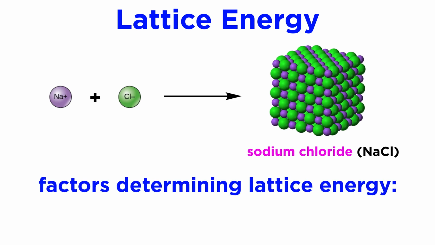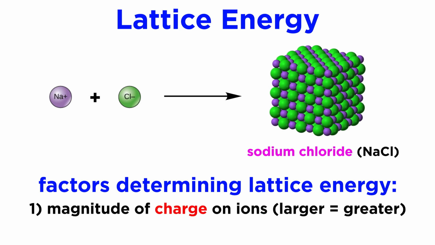There are two main factors that influence lattice energy. The first of these is the magnitude of the charge on the ions. So with sodium chloride, we have a +1 cation and a -1 anion. But ionic compounds can have cations or anions with charges of +or -2, +or -3, and so forth. The greater the magnitude of the charge, the stronger the attraction between the ions, and the greater the lattice energy.